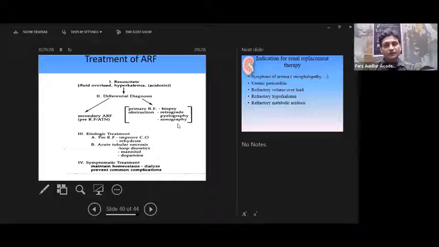And then we have to give etiological treatment, like in cases of CHF, we have to improve the cardiac output, or hydrate the patient. In acute tubular necrosis, basically supportive treatment with diuretics and avoiding further nephrotoxic medications and other conditions, and symptomatic treatment, that is dialysis, and treat the other complications.